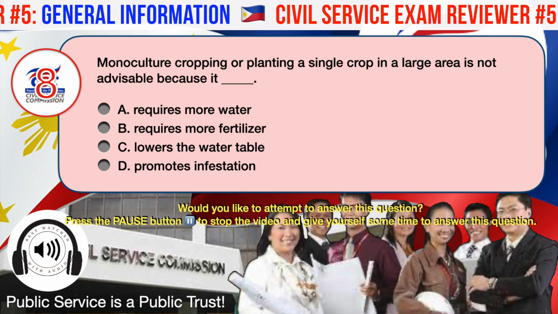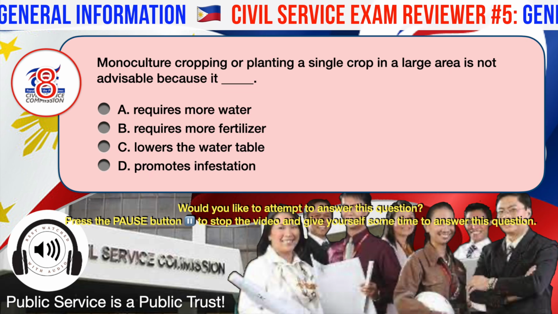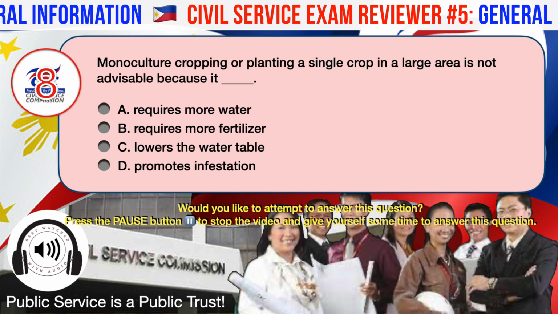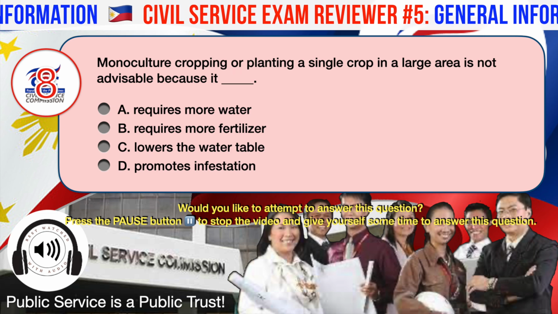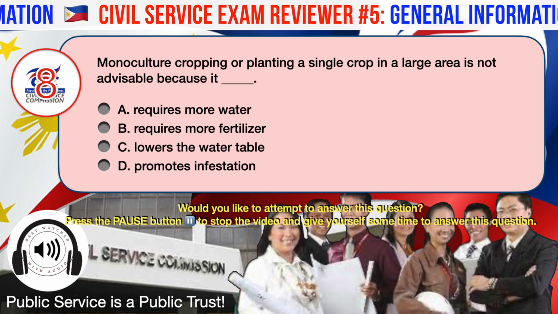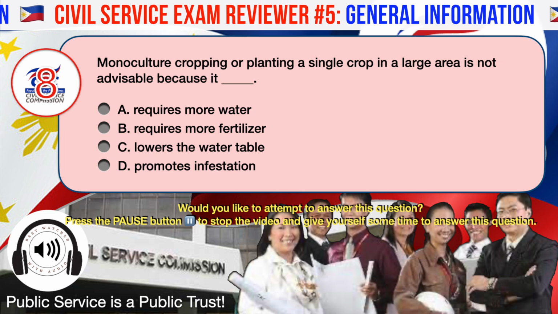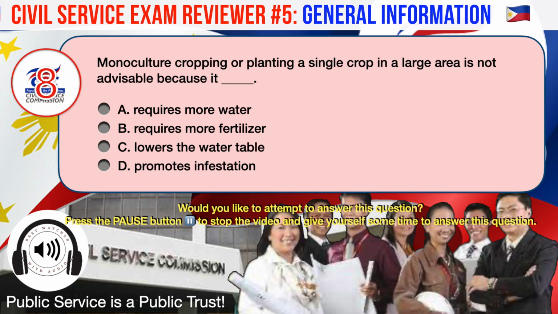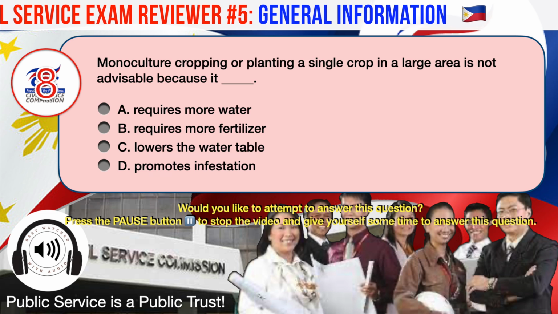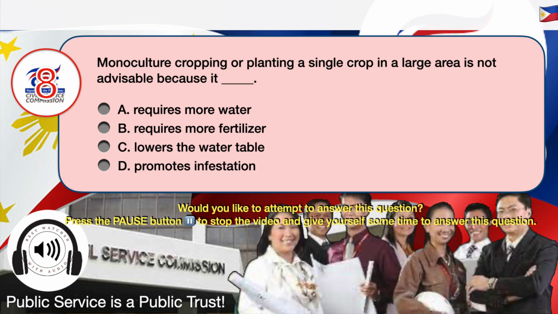Question number 8. Monoculture cropping, or planting a single crop in a large area, is not advisable because it blank. A. Requires more water. B. Requires more fertilizer. C. Lowers the water table. D. Promotes infestation. The correct answer is D.